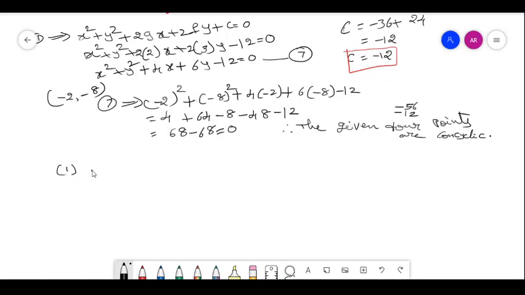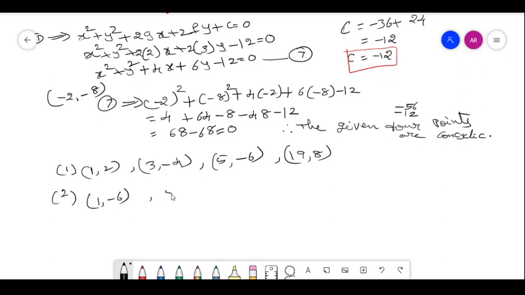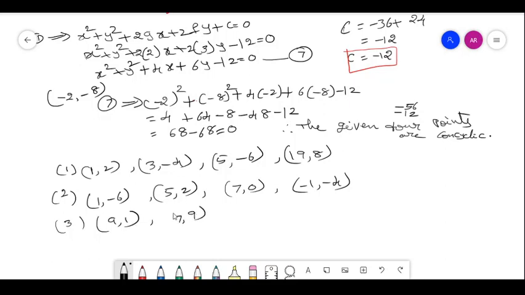First one is 1, 2; 3, minus 4; 5, minus 6; and 19, 8 are concyclic. You have to show that the 4 points are concyclic. Next one is 1, minus 6; 5, 2; 7, 0; minus 1, minus 4. Next, the third one: 9, 1; 7, 9; minus 2, 12; and 6, 10.